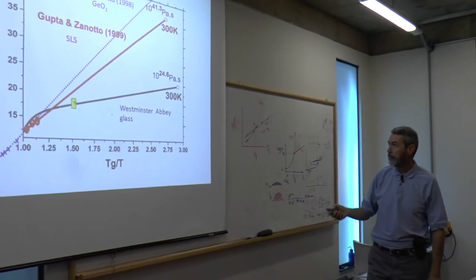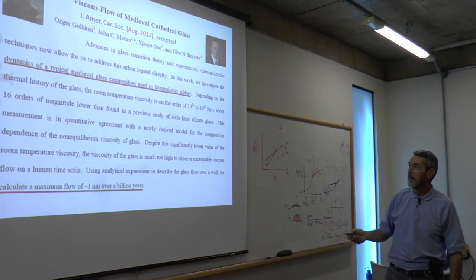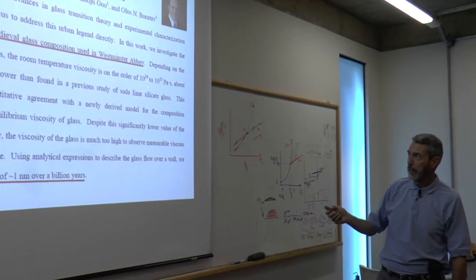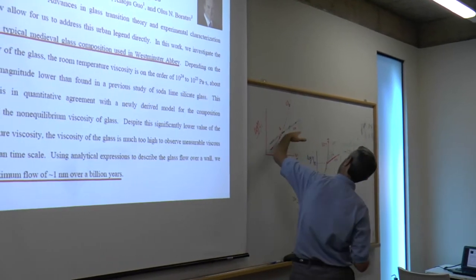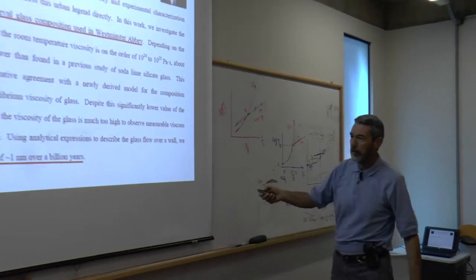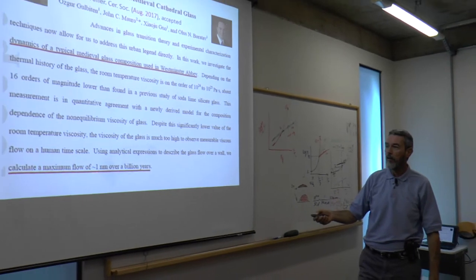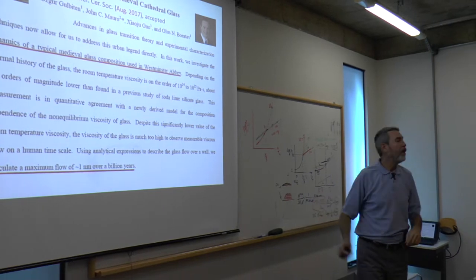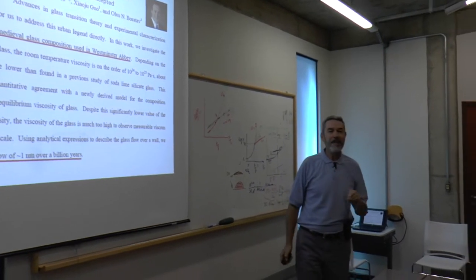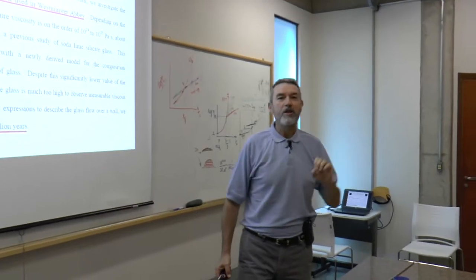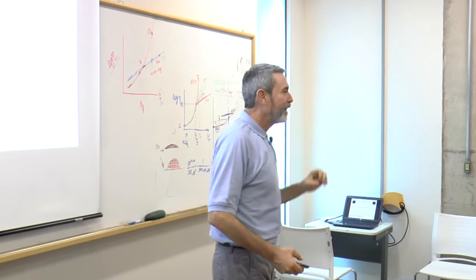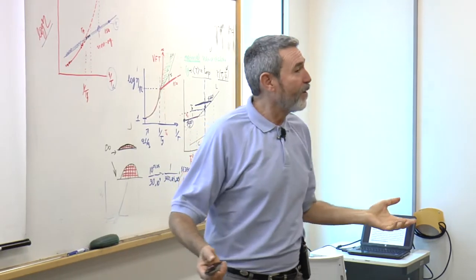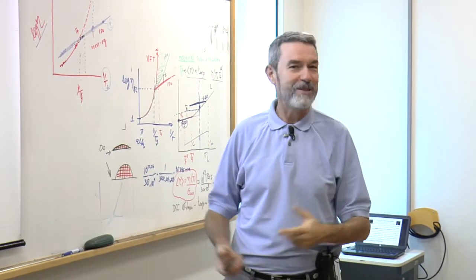And the final result is that the viscosity was lower than the value that we estimated, but still they calculated a maximum flow of 1 nanometer in 1 billion years. That would be a very nice project for an internship student, you know, to follow the relaxation process of a glass at room temperature. Some guys are so slow that they would enjoy doing this kind of measurement. This is a joke, of course.